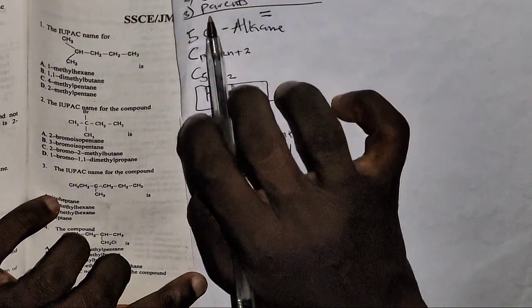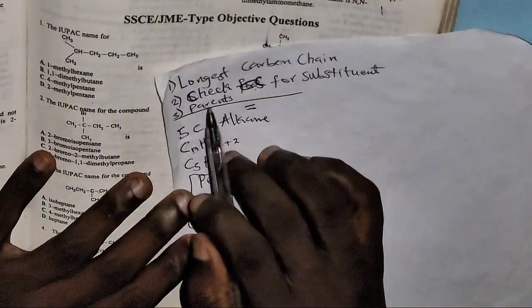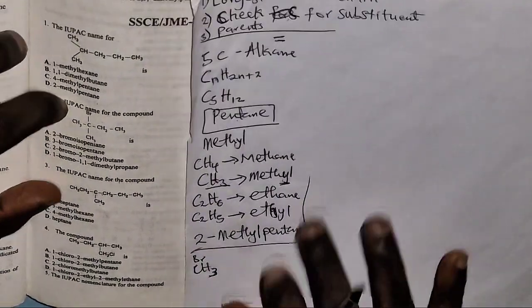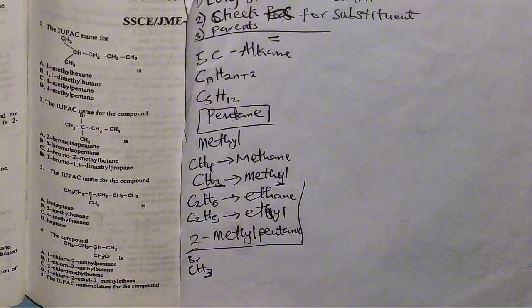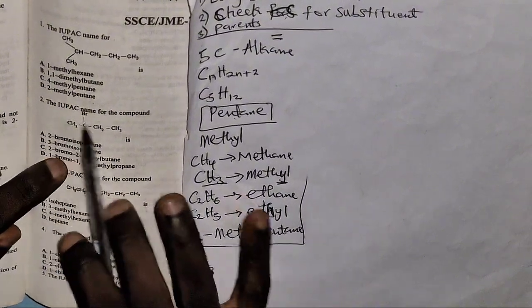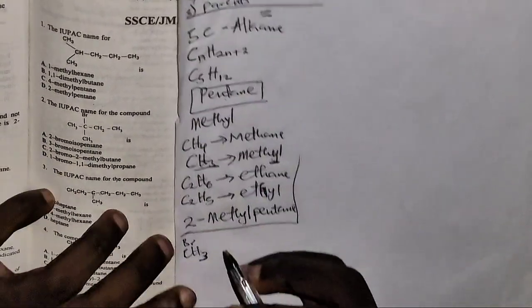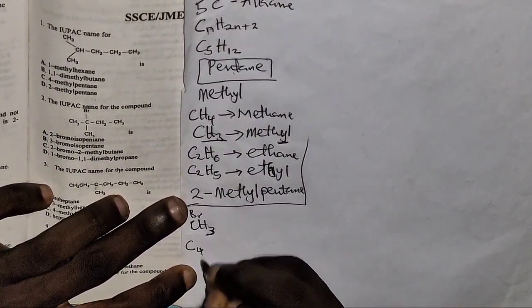The last thing to identify is the parent name before you can start naming. So let's identify the parent name. What will be the parent name? First of all, check: is there any double bond? Is there any triple bond? No, we only have single bonds, which tells us that it is an alkane family. How many carbons? Let's count the total carbon. Carbon 1, carbon 2, carbon 3, carbon 4. So we have 4 carbons, that is C4.